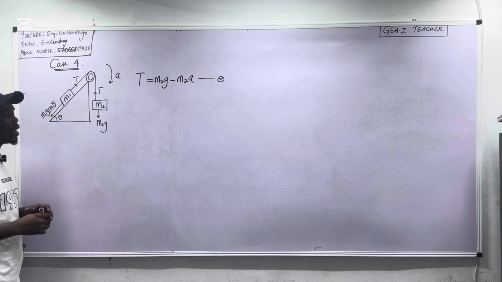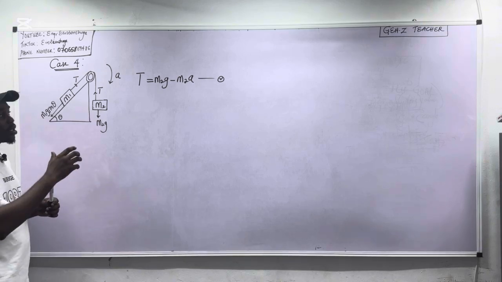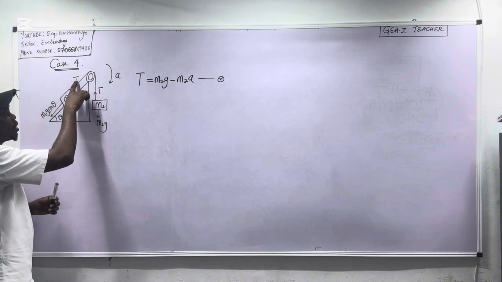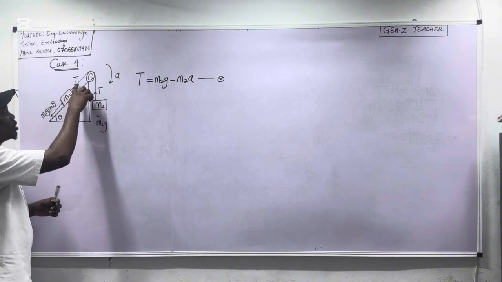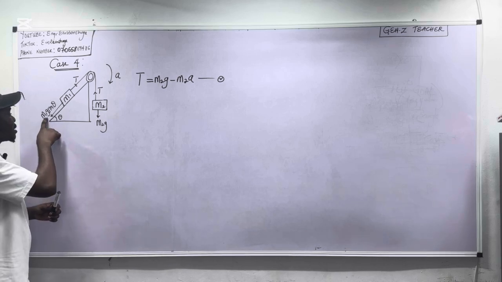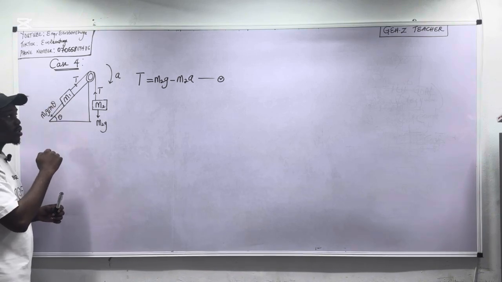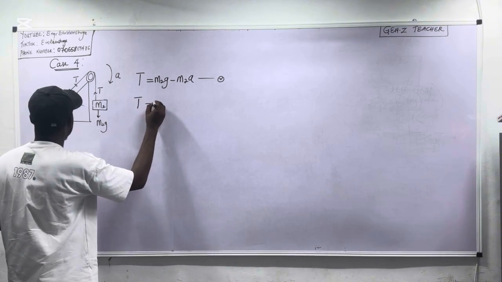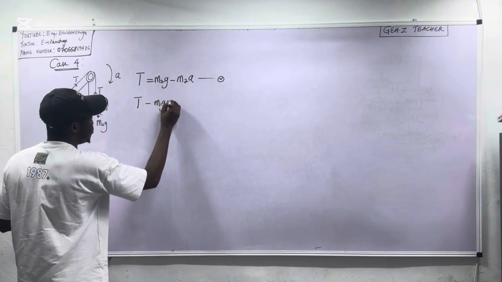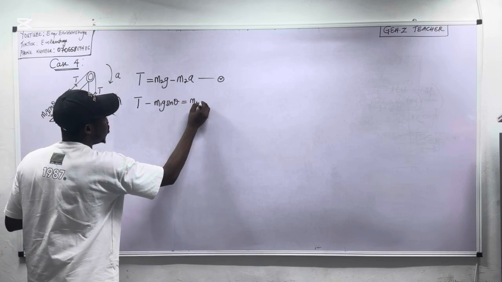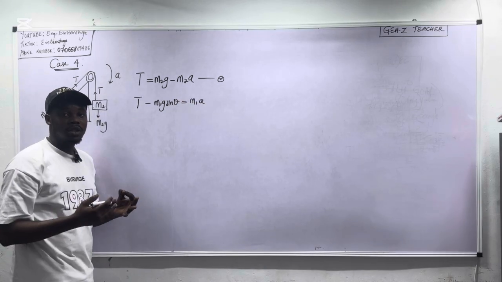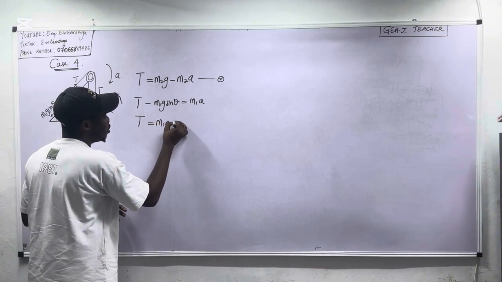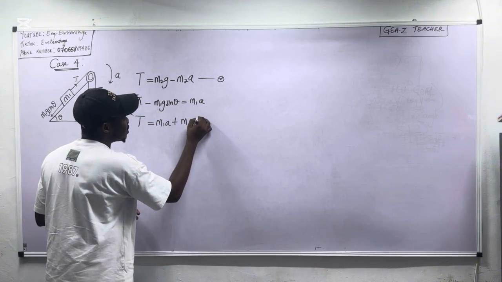Now, for mass 1, remember, since this object is moving this way, it means mass 1 is moving upward, and the force in that direction is the tension. So we can say the tension is greater than the sliding force for mass 1. Since T is greater than this, we say T minus m1g sine theta is equal to m1a. Therefore, we can make T the subject of the formula. T becomes equal to m1a plus m1g sine theta.